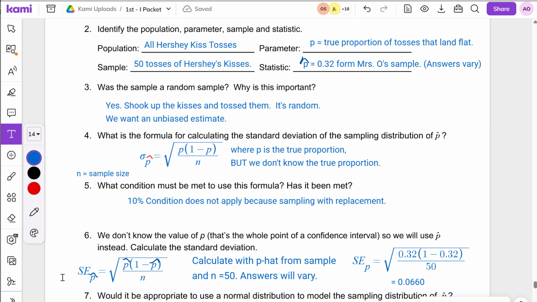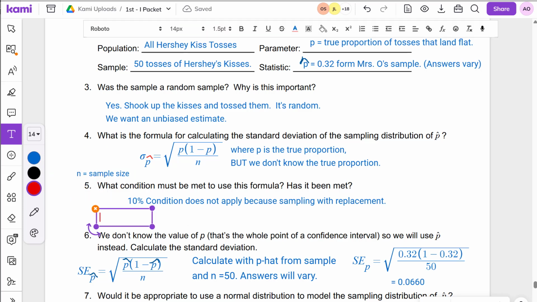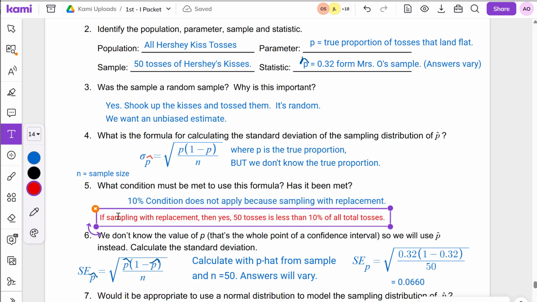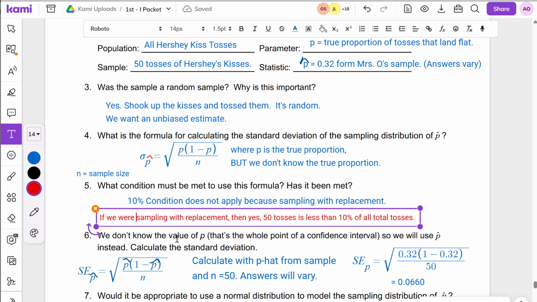Let me go ahead and add a note to sort it. If we were sampling with replacement, then yes, 50 tosses is less than 10% of all total tosses. You can keep tossing forever. Let me write that, but we're not, so the 10% condition doesn't really apply. I'm going to bug them about that. 10% condition doesn't really apply.